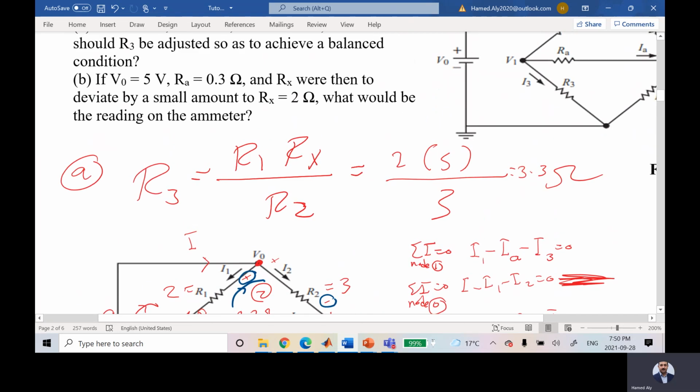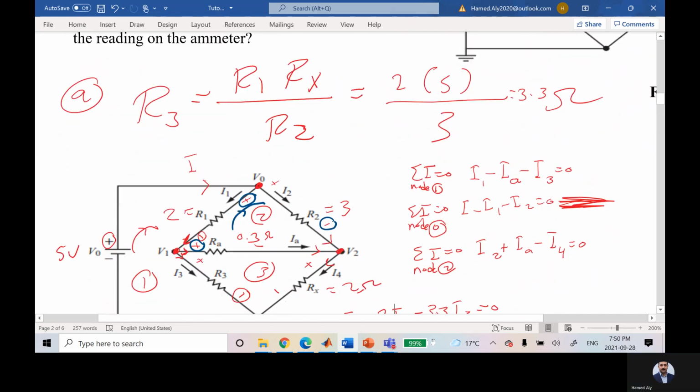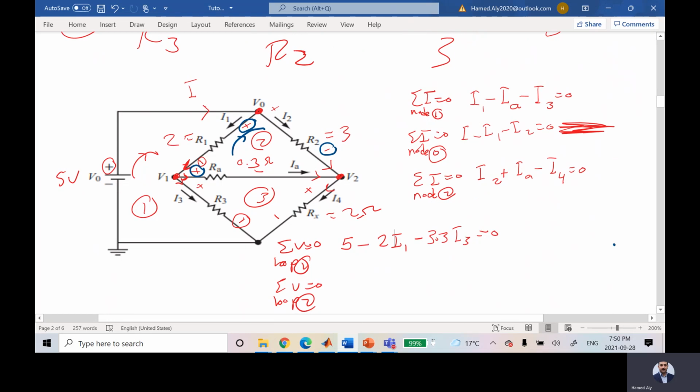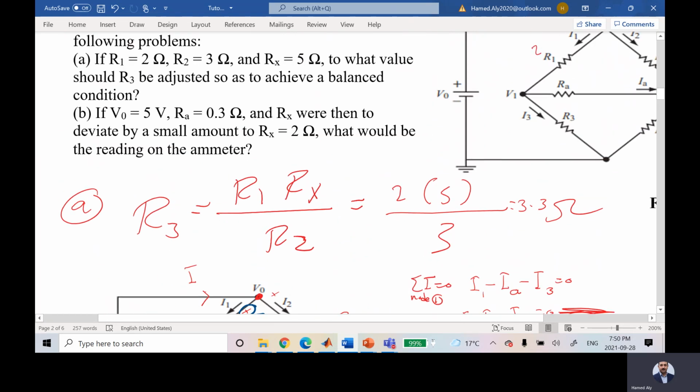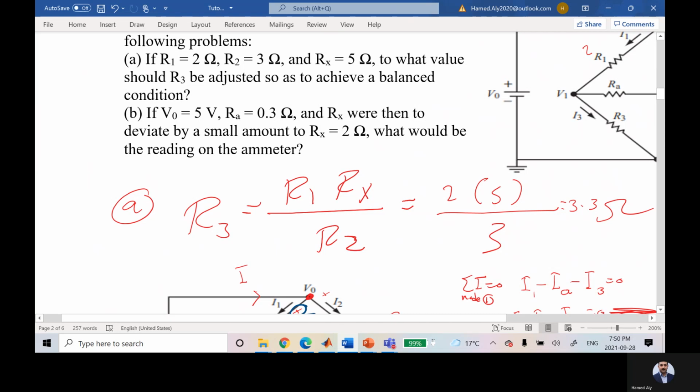Rx is changed. Oh, I'm sorry. So Rx became 2. Yes, I wrote it 2.